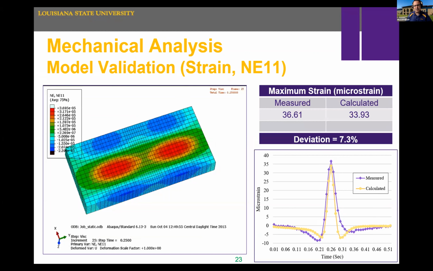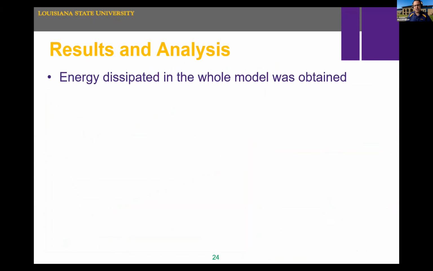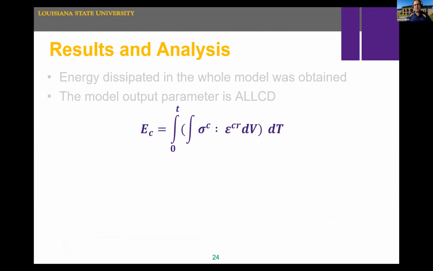After we validated the model, we started using it for the purpose of our study, which was energy dissipation calculation. Energy dissipation is obtained for viscoelastic material using this equation, and it basically calculates the dissipated energy through the creep strain. If you are familiar with creep, creep is basically the loss of energy, and this lost energy is related to the energy dissipation.